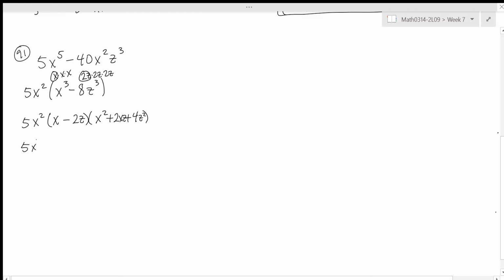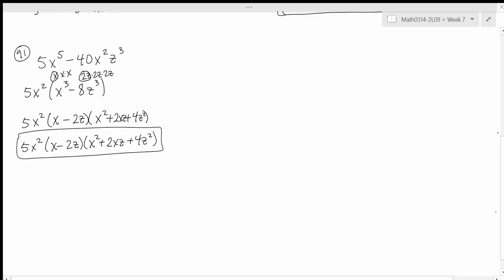Let's rewrite that nicely. 5x squared, x minus 2z, x squared plus 2xz plus 4z squared. Man, factoring is fun. I love breaking it down.